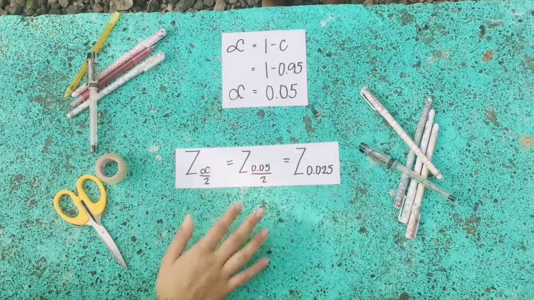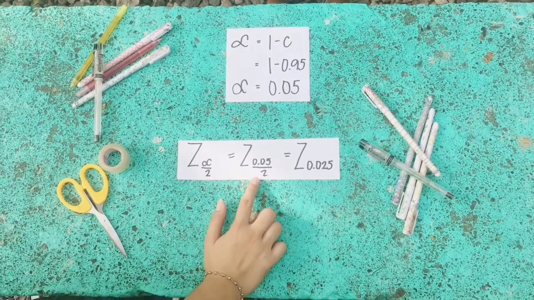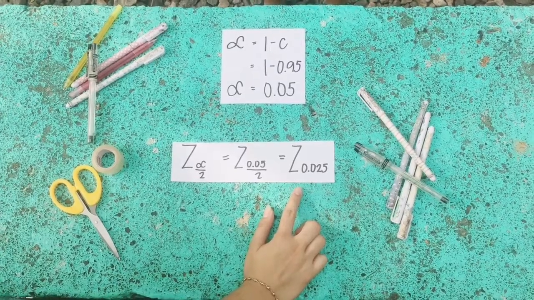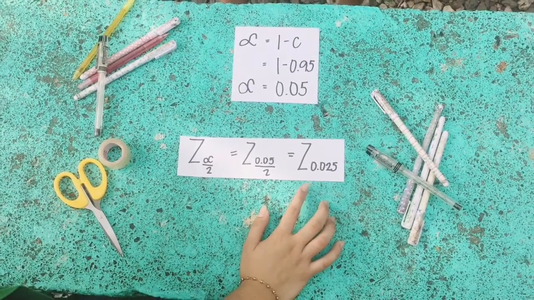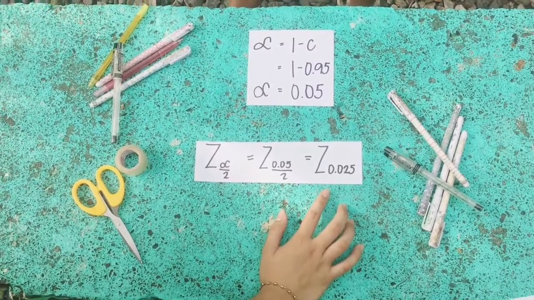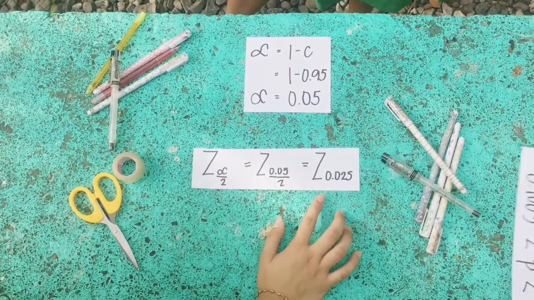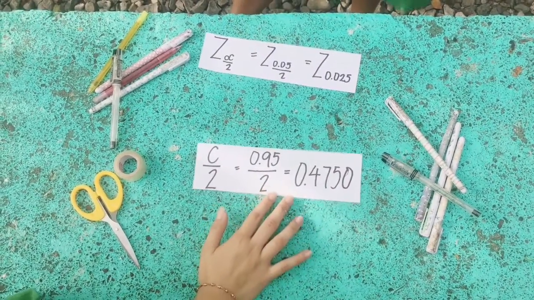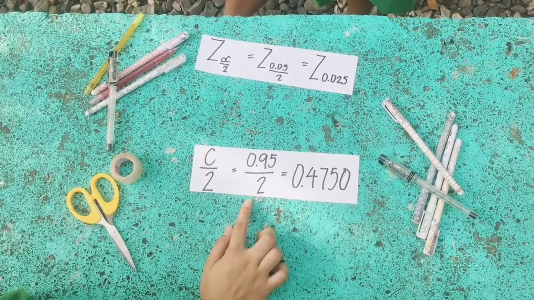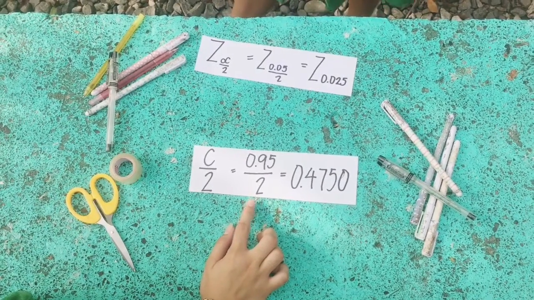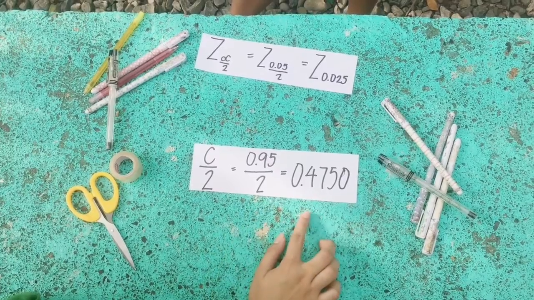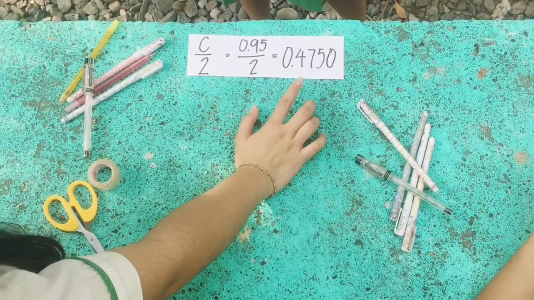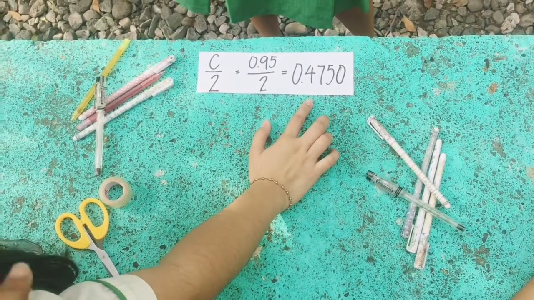The next step is to substitute. Since we already have the value for alpha, which is 0.05 over 2, this will result to z 0.025. Since this is the value of the area outside, we are going to find the value of the area inside. Then we have this formula, which is c over 2. Since c is equal to 0.95, this will be equal to 0.95 over 2, and then it will result to 0.4750. We're going to find the z-score of this area in the z-table.